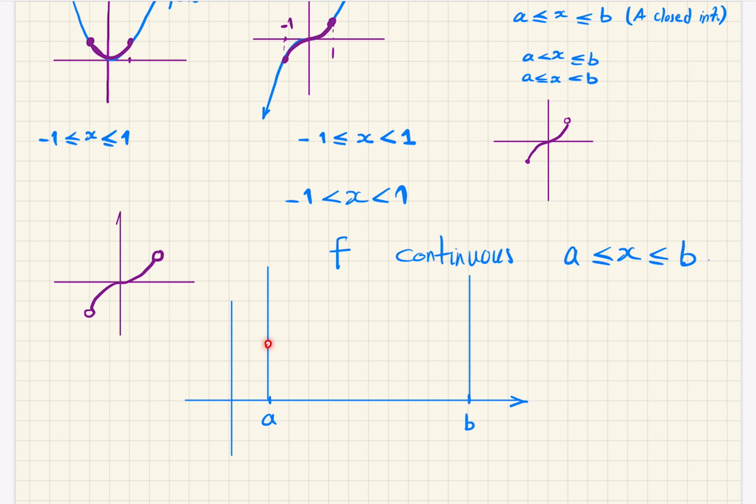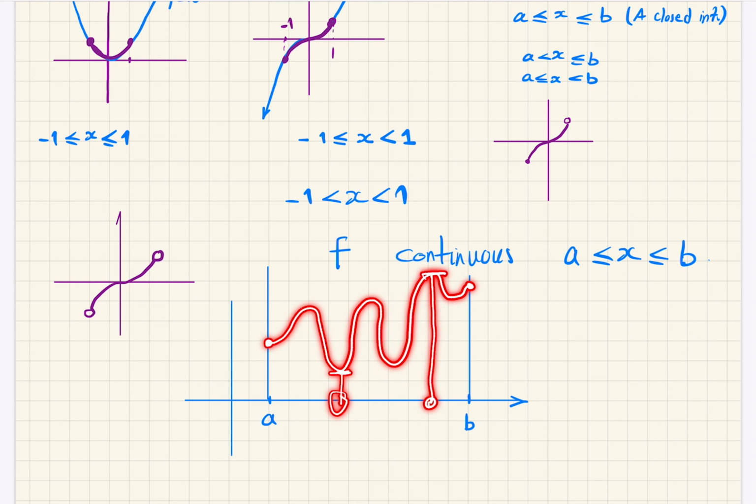I start somewhere here with the filled point, and because my function is continuous, I can go up and down in any way that I like, then I can end at this point. Again, this should be filled. This is one of the scenarios. Now, by looking at the graph, do you agree that there is definitely a maximum for this function and a minimum for this function? Agree? There is a highest point and a lowest point. The highest point occurs here and the lowest point occurs here. Both of them are in the interior of the interval.